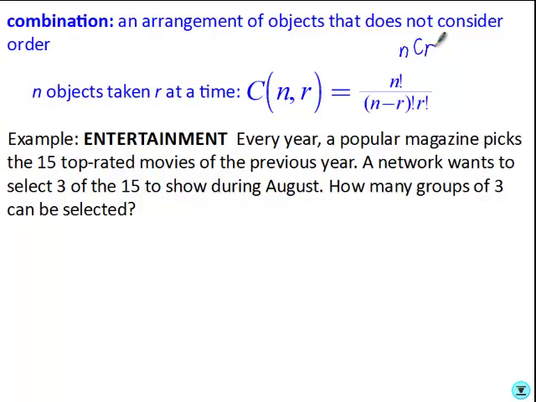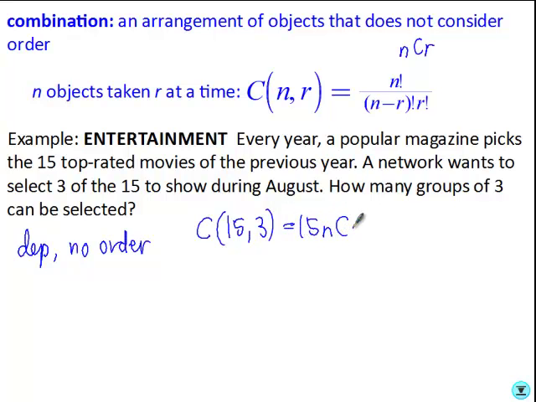Okay, a popular magazine picks 15 top-rated movies. They want to pick 3 of them. Okay, so you can't pick the same movie 3 times. That would be silly. They don't say anything about the order that they're going to play in, so we're going to assume no order. And so this is a combination. I have 15 movies to choose from. I'm choosing 3, and that's how it goes. It's ready for the calculator. I can just type in 15 nCr 3.